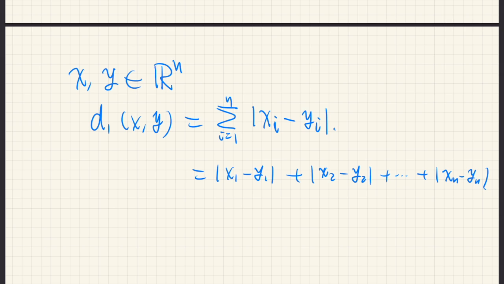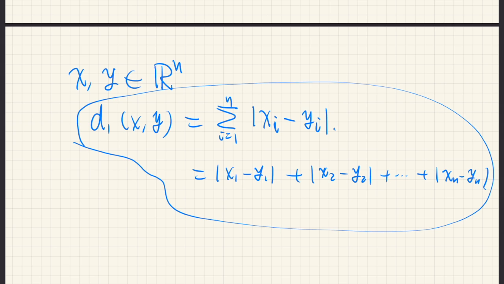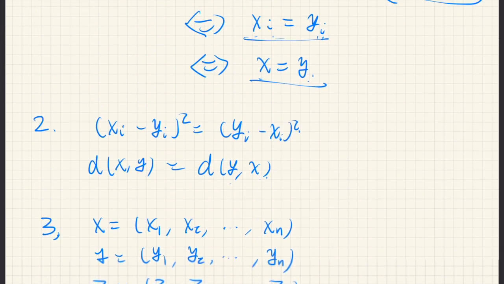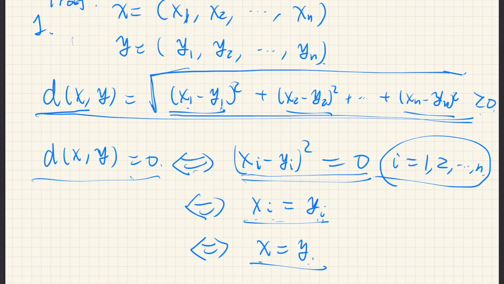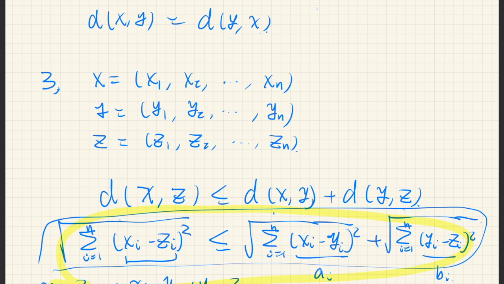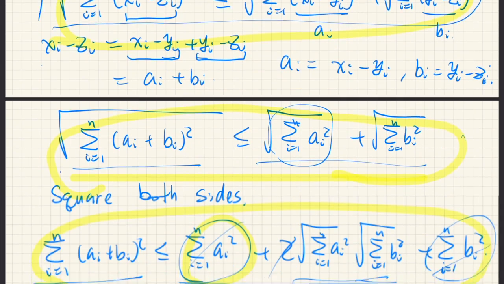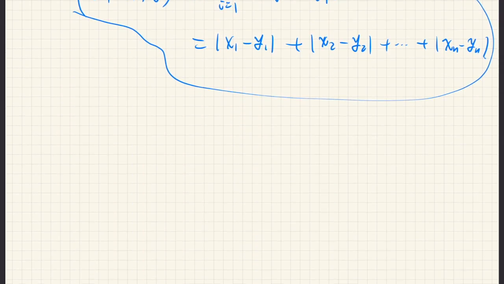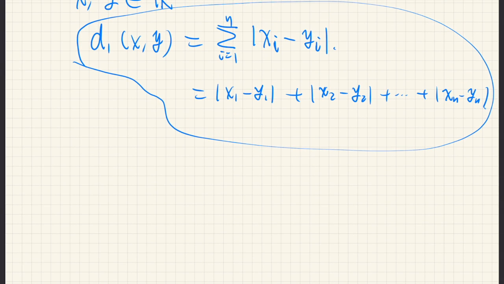And you can prove that the function defined by this also satisfies these three conditions: non-negativity, symmetry, and the triangle inequality. You should try that. And there are many kinds of other distance functions.